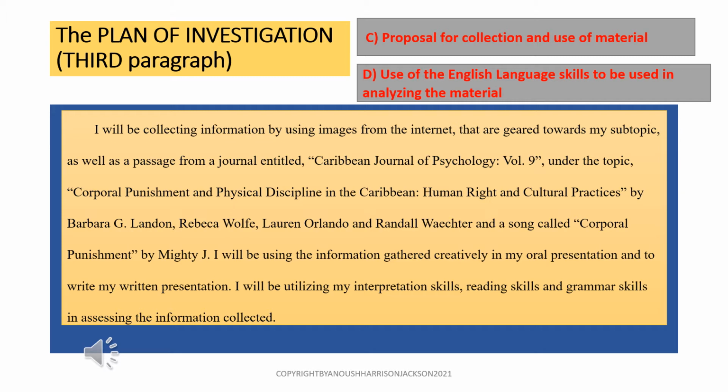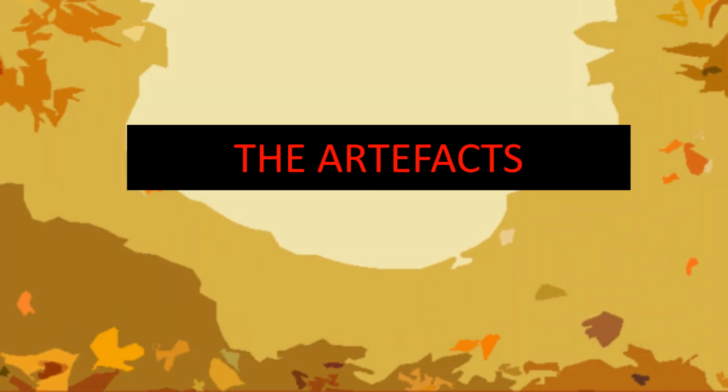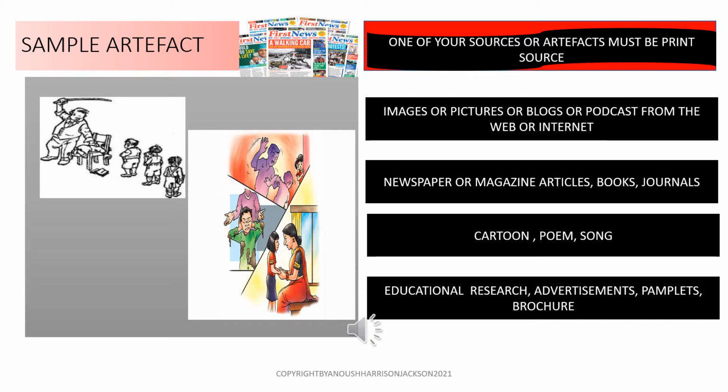Let's move on now to the artifacts. English SBA, you are required to have three artifacts or sources or material. One of your sources or artifacts must be a print source. Now, that print source can be a newspaper article, a magazine article, an extract from a book or journal. It can be a poem. It can be something that has been documented, educational research, advertisement, pamphlet, brochure. It's up to you, right?